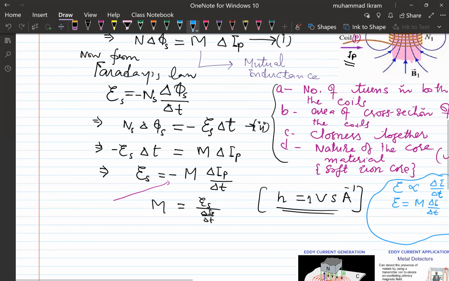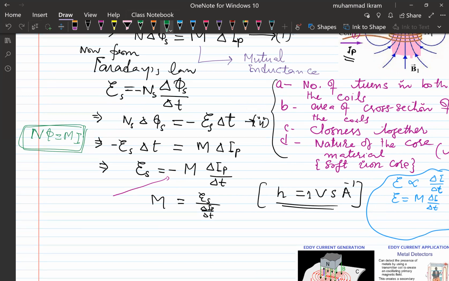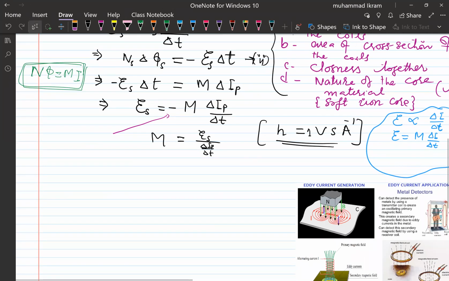Another important point which I want to tell you is that you must remember the equation N phi is equal to M i, just like N phi is equal to L i. So this is also an important equation which we will use down the road.